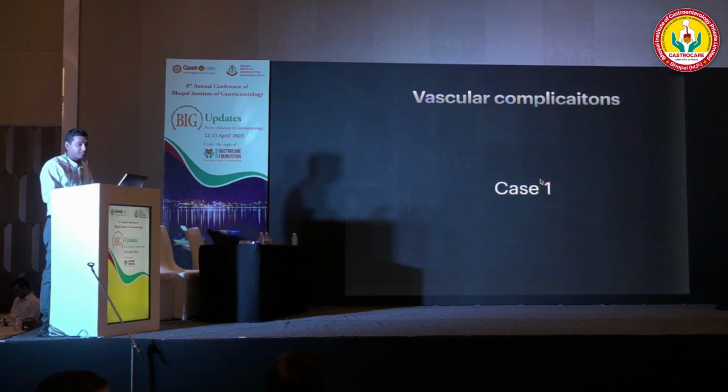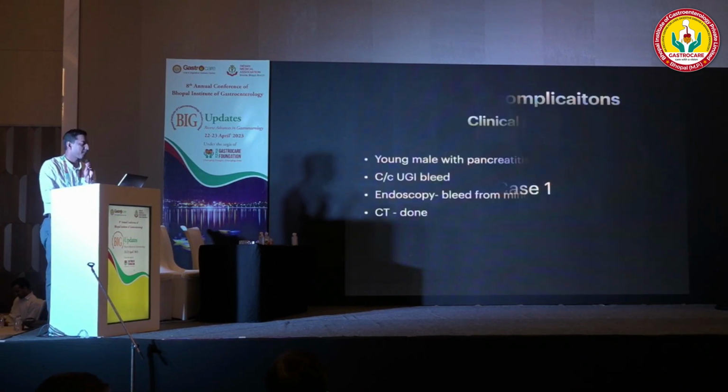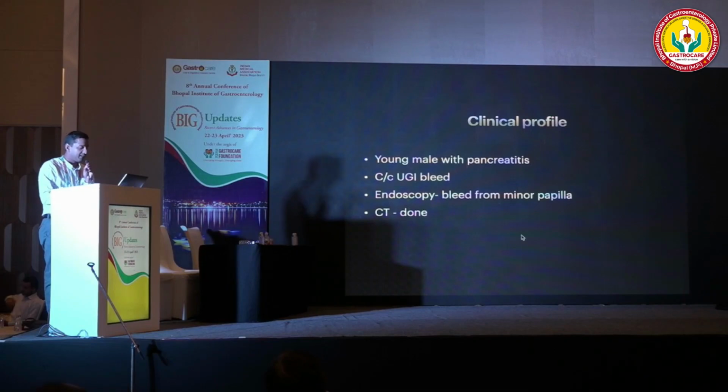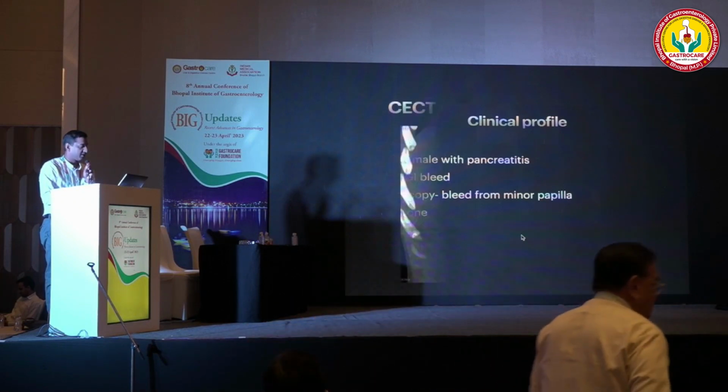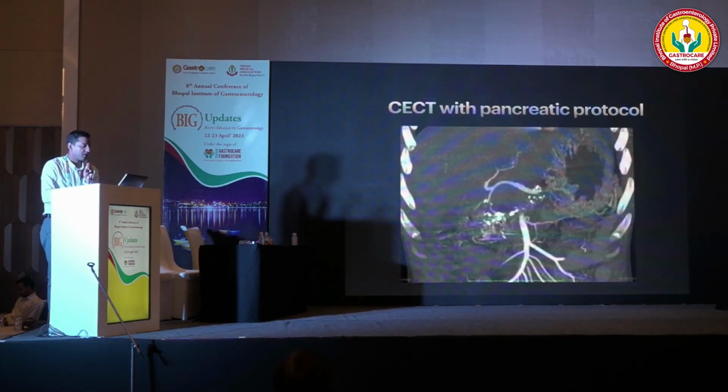Now, coming to vascular complications, we will see the first case. We have a young male with pancreatitis. He came to us with an upper GI bleed. Endoscopy showed a bleed from the minor papilla, and CT was done. CT showed a tiny aneurysm from the gastroduodenal artery. This gastroduodenal artery was irregular. We could see a cyst here with high density contents, and the pancreas was all calcified. Basically, this is a case of chronic pancreatitis with a cyst and bleeding from the minor papilla.